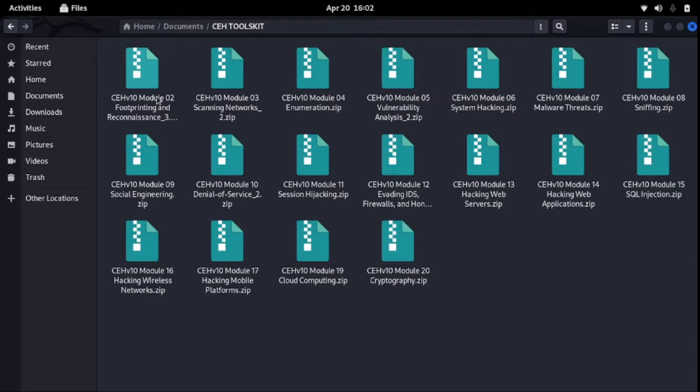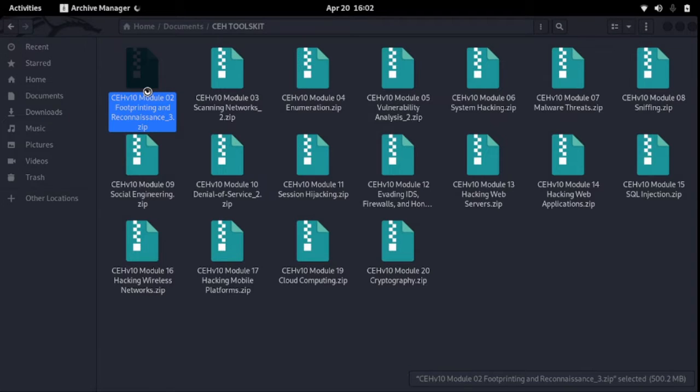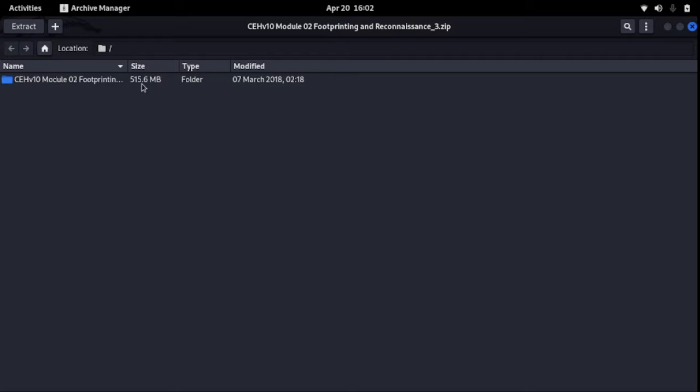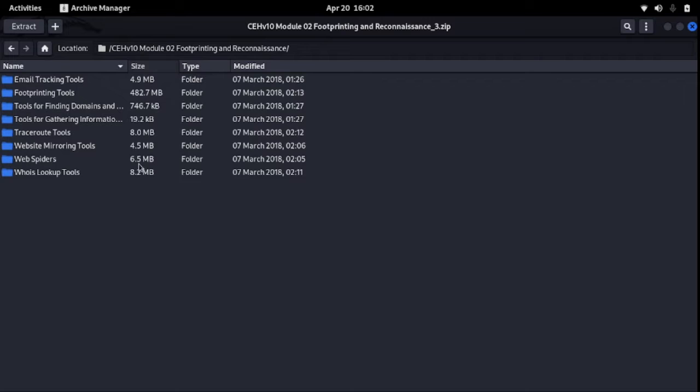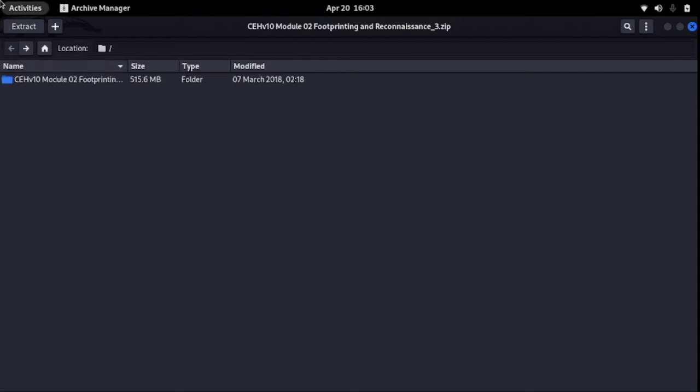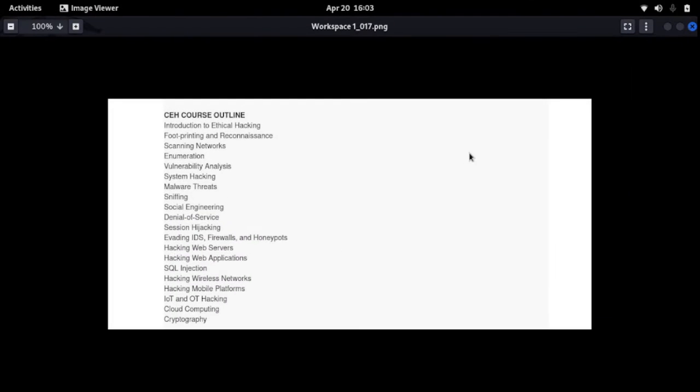Okay, let me run you through these tools like we have. Okay, this is for footprinting and reconnaissance. Let's see what we have in there. You can see the file size is 515.6 megabytes. So these are all the tools I'll be showing you how to use for footprinting and reconnaissance. Now, if you see, we have image tracking tools, footprinting tools, tools for finding domains, tools for gathering, a whole lot of them. So I will take you through this step by step and also give you as many tools as possible to enhance your knowledge for this training, and I hope you find this very interesting.